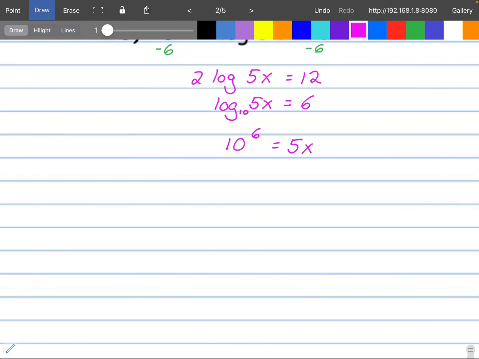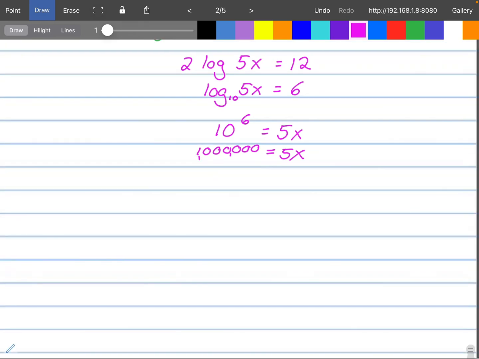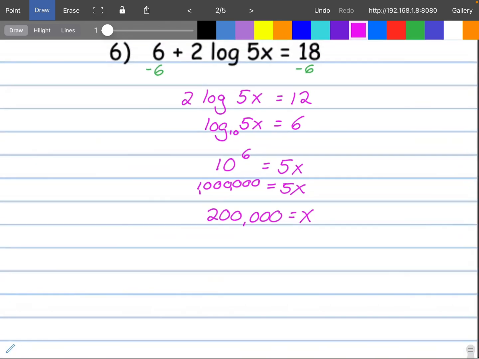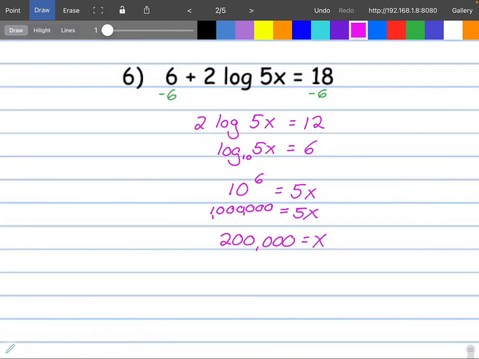It's pretty big. It comes out to be 1,000,000. So then that's really 1,000,000. It's the right number of zeros. Yes. And then that's going to equal 5x. So then to get x by itself, we divide by 5. So we have 1,000,000 divided by 5, which comes out to be 200,000 equals x. Alrighty, now check your answer though.